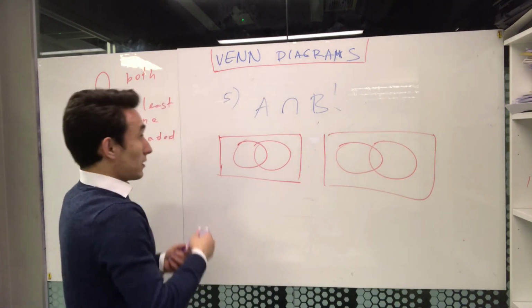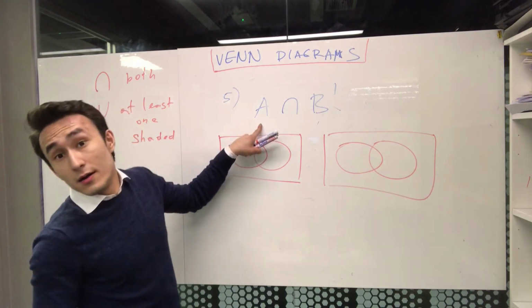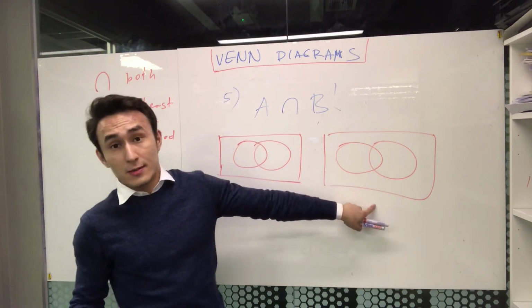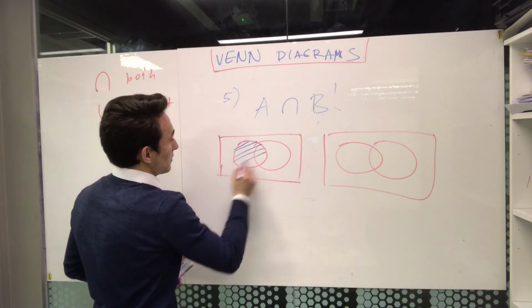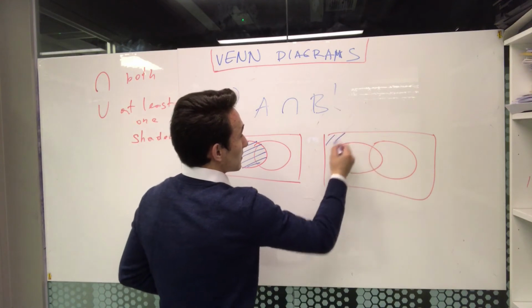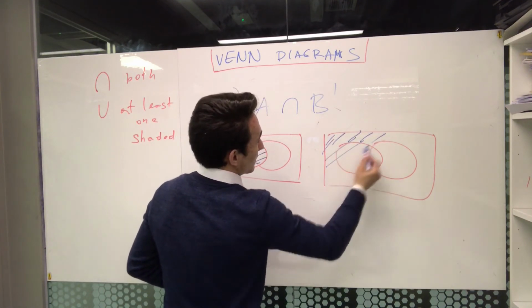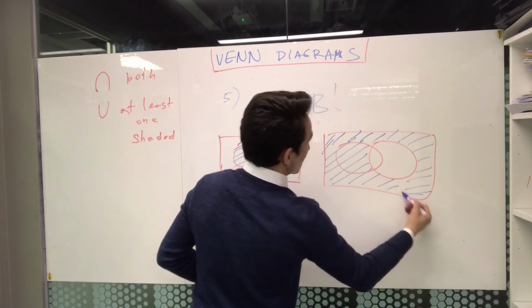Okay, two circles, A and B, A and B. So on the left diagram, I'm gonna highlight the A, okay, A, and then on this diagram, I will highlight the not B. Okay, A is this circle. Okay, not B is everything outside of the B. So I'm gonna shade everything that is outside of the circle B, just like this, okay?